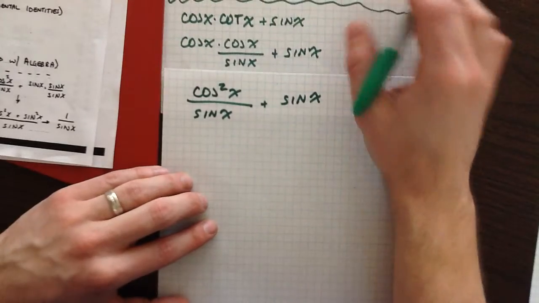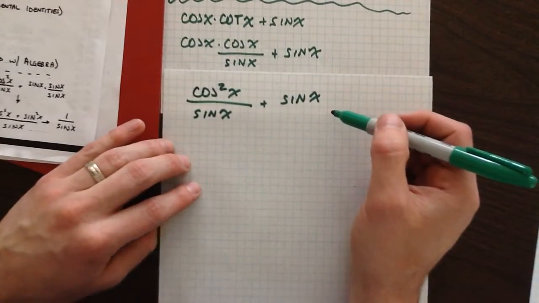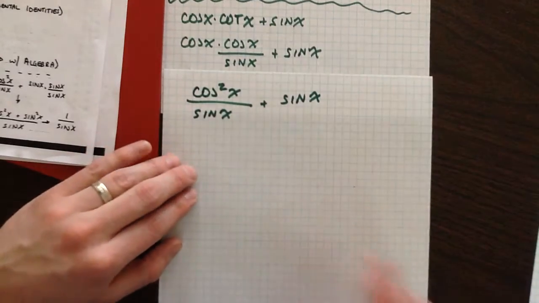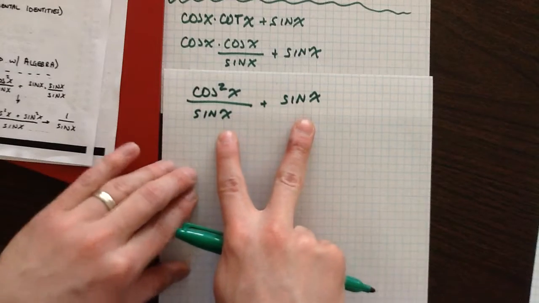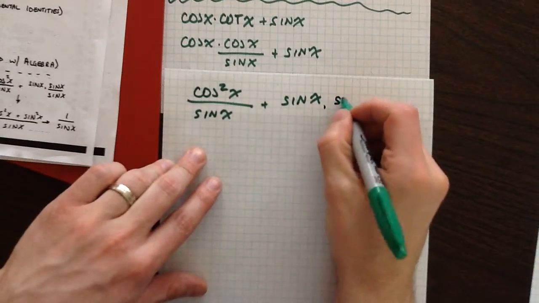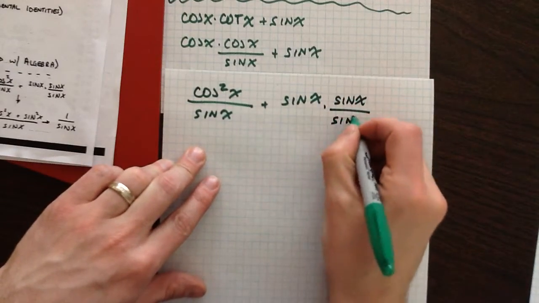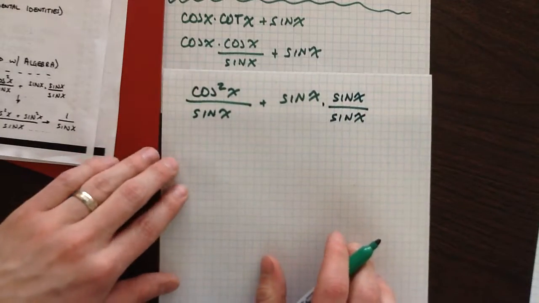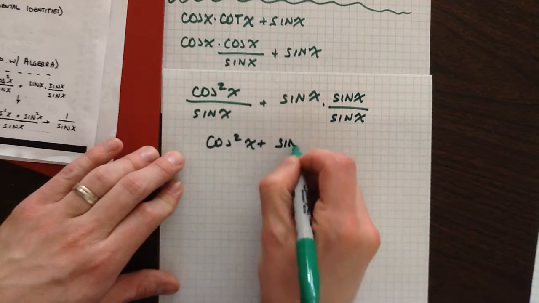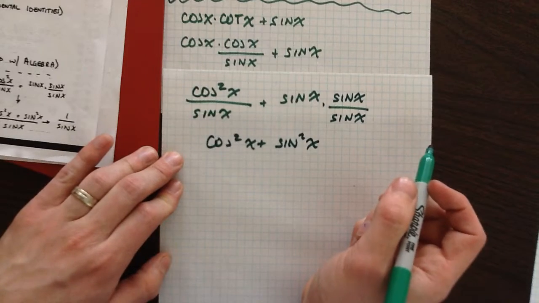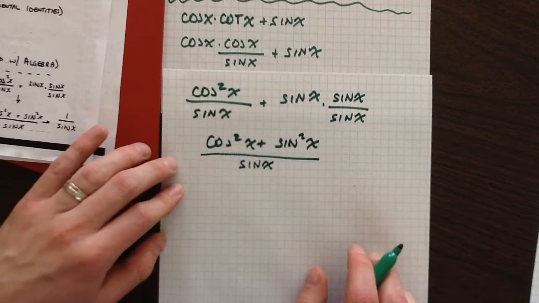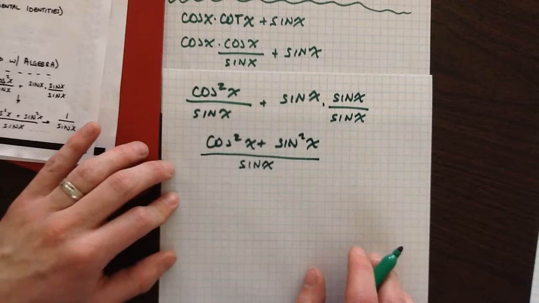So this turned into cosine squared over sine plus sine. If it was multiplication, we could, but we're adding. What do we need in order to add those two? We can multiply by 1, and that's going to get us common denominators. If we multiply by sine x over sine x, we're going to have a common denominator. We've got cosine squared plus sine squared. Oh, look at that. That's nice. Over sine.